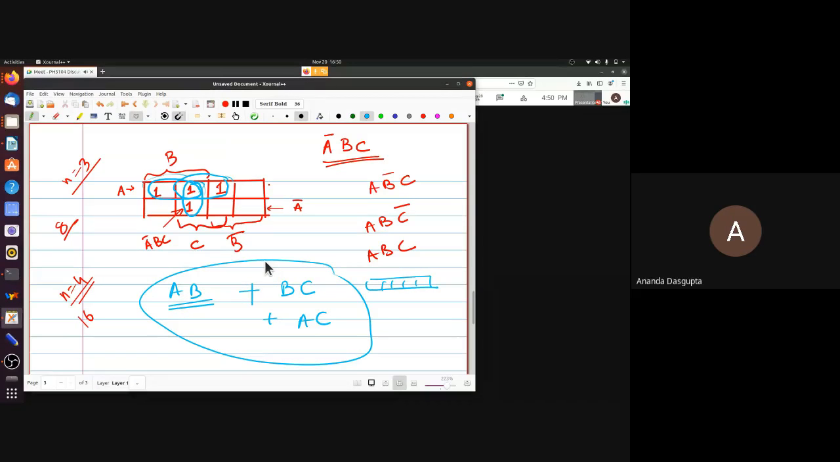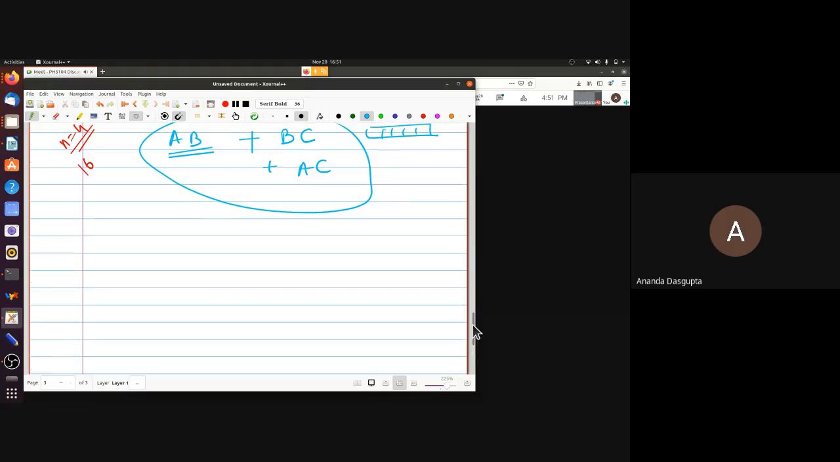So that's how the Karnaugh map works. However, you will need more practice in this. This is hardly enough. And let me just quickly go through one example, which is very useful.